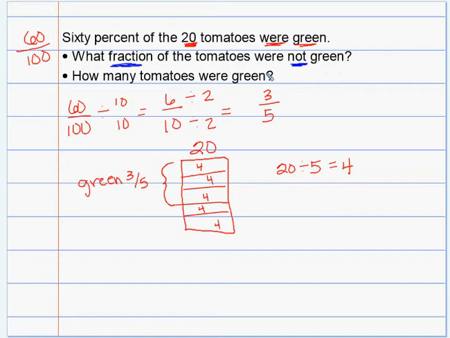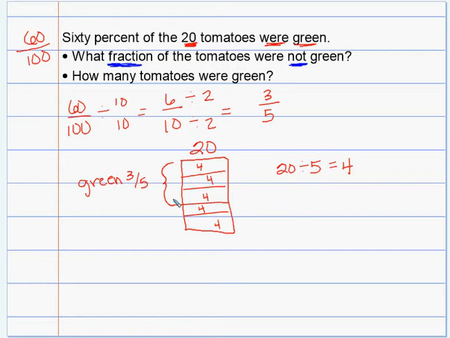Okay, this is where you have to read very carefully. Notice they gave us a percent to start, and they told us how many were green, and now we need a fraction that were not green. So let's look at our diagram and see if we can figure that out. So where do we have green tomatoes? They're up here.